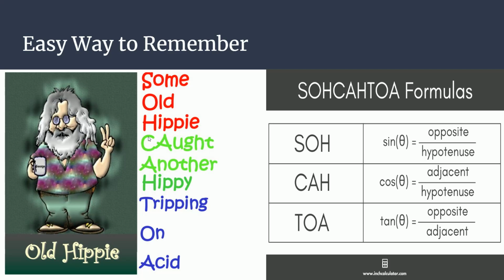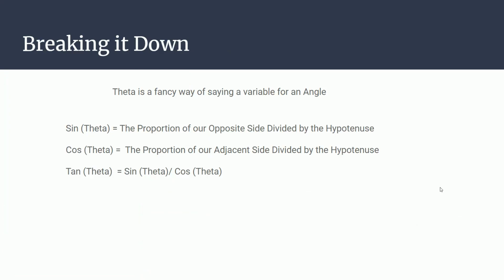An easier way to remember SOH CAH TOA is: a sentimental old hippie called another hippie tripping on acid. All of them are just proportions, or fractions. Sine of theta is equal to opposite over hypotenuse. Cosine of theta is equal to adjacent divided by hypotenuse. So, as I said in another video, it's all about the proportions of one side divided by the hypotenuse. Sine is in relation to opposite, cosine is in relation to adjacent.